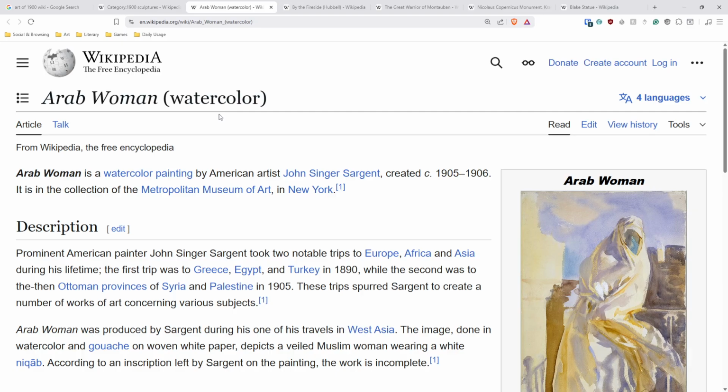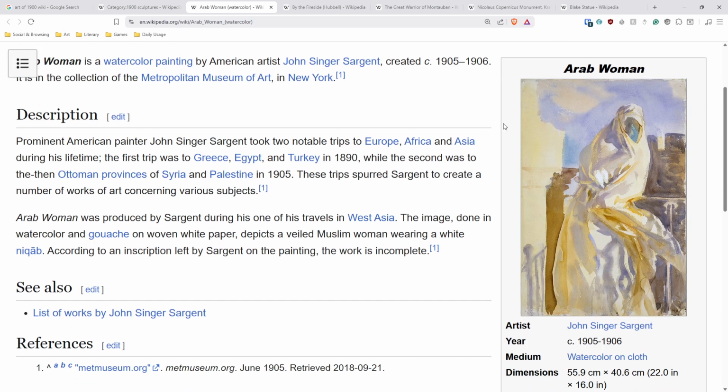Arab Woman is a watercolor painting by the American artist John Singer Sargent, who is a figure we'll be talking about a lot more rather soon. Created in 1905 to 1906, it is in the collection of the Metropolitan Museum of Art in New York.